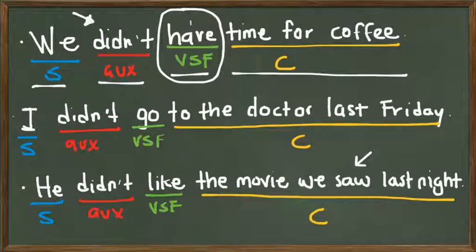Our second example: I didn't go to the doctor last year. Let's look at the elements here again. Subject, auxiliary didn't, verb in simple form, go, and our complement, to the doctor last year. Just like we saw before, we have a time expression in this case, last year. Our third example: he didn't like the movie we saw last night.